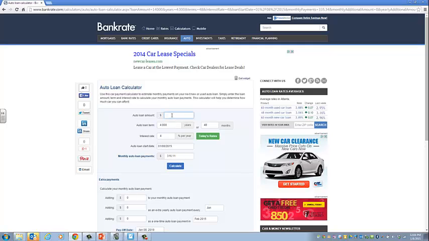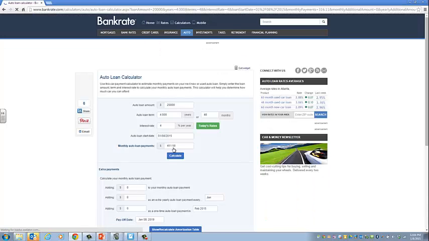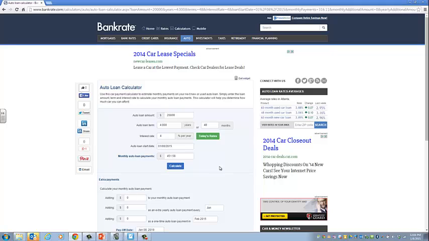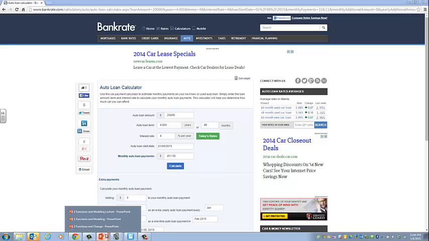So suppose, instead of $14,000, you wanted to borrow $20,000, and you hit calculate, and it's going to give you $451.58 a month for your payment. And again, the idea of a function is you get input, and then you get an output. And that's the concept of a function in a nutshell.